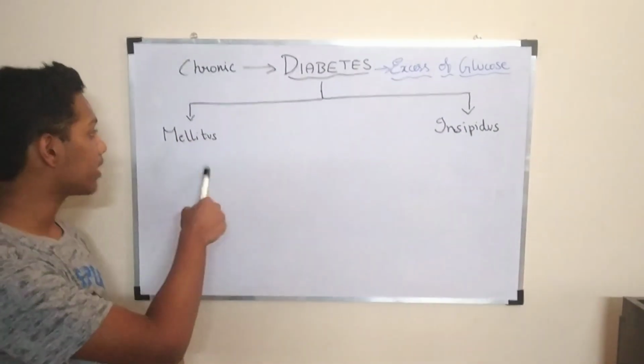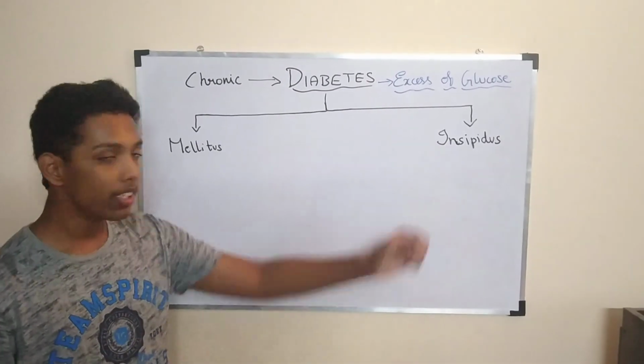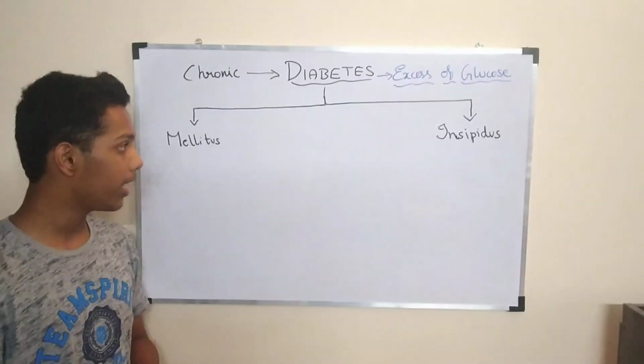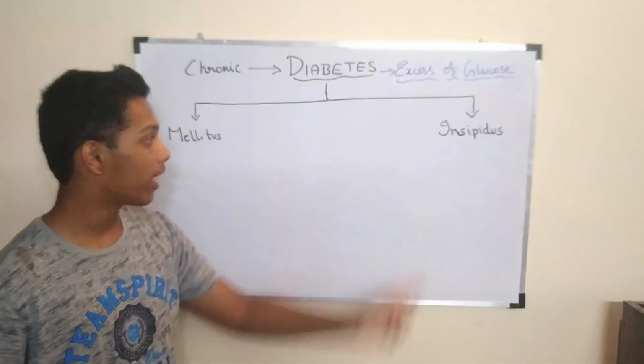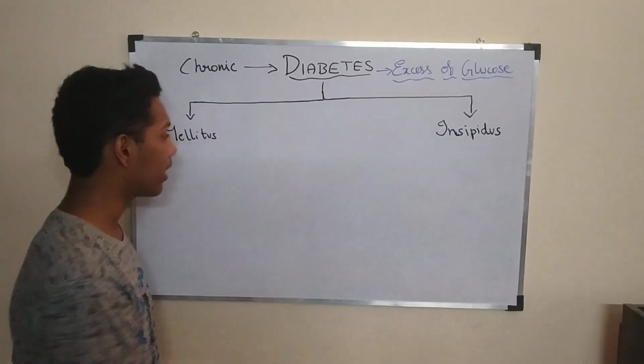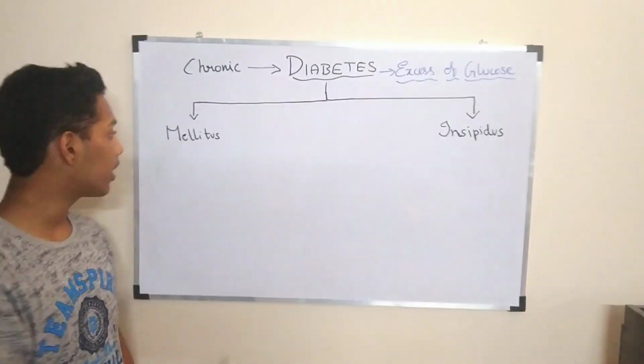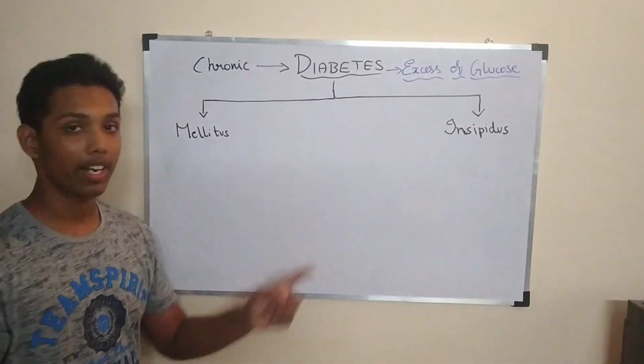And in these two cases, mellitus and insipidus, it is very rare to get affected, right? So insipidus, you can say, affects about 1 in 1,000 people. This is a very rare case, but diabetes mellitus is a little more common comparatively.